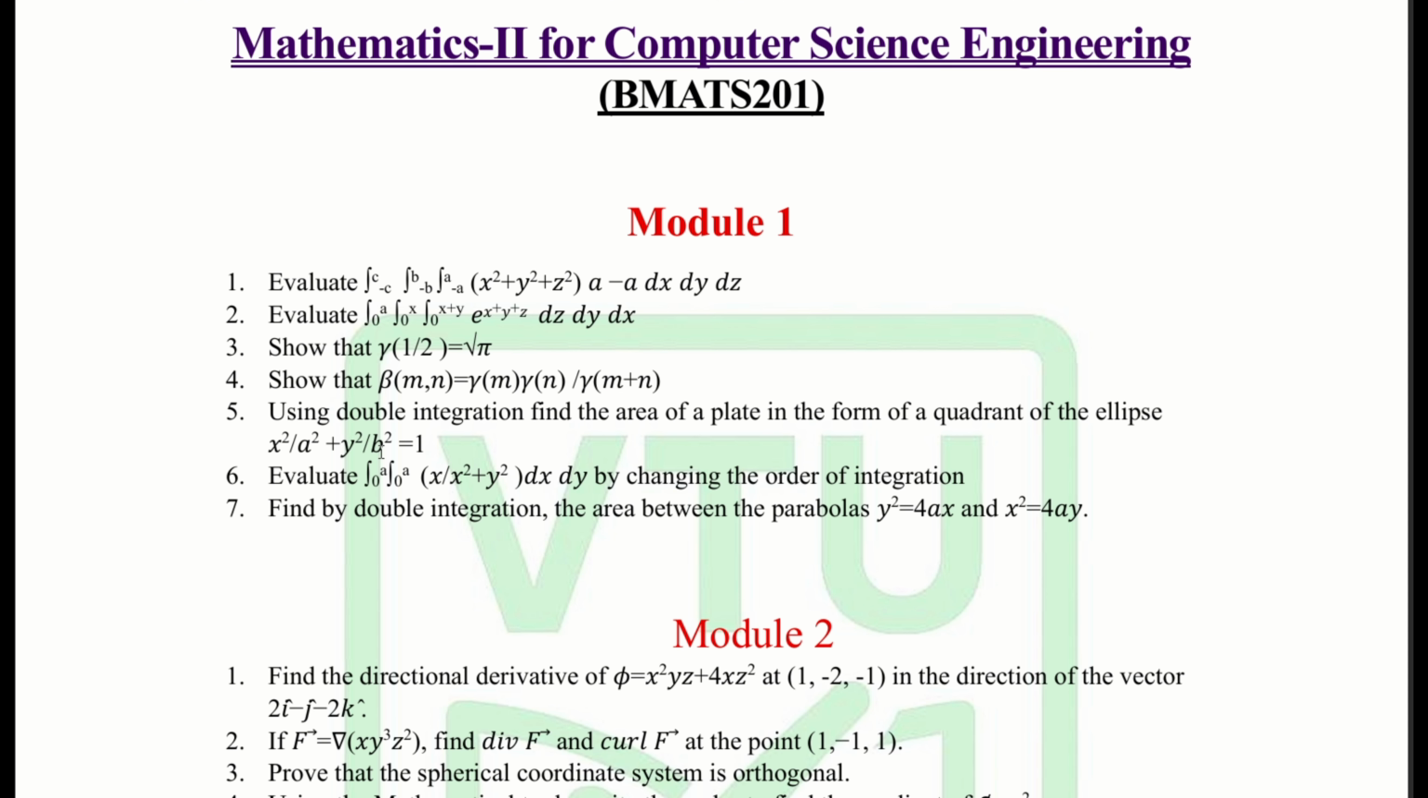And the fifth question is using double integration find the area of a plate in the form of a quadrant of the ellipse x square by a square plus y square by b square is equal to 1. The sixth question is evaluate the integral from 0 to a, the integral from 0 to a of x by x square plus y square dx dy by changing the order of integration. And the seventh and last question is using double integration find the area between the parabolas y square is equal to 4ax and x square is equal to 4ay.